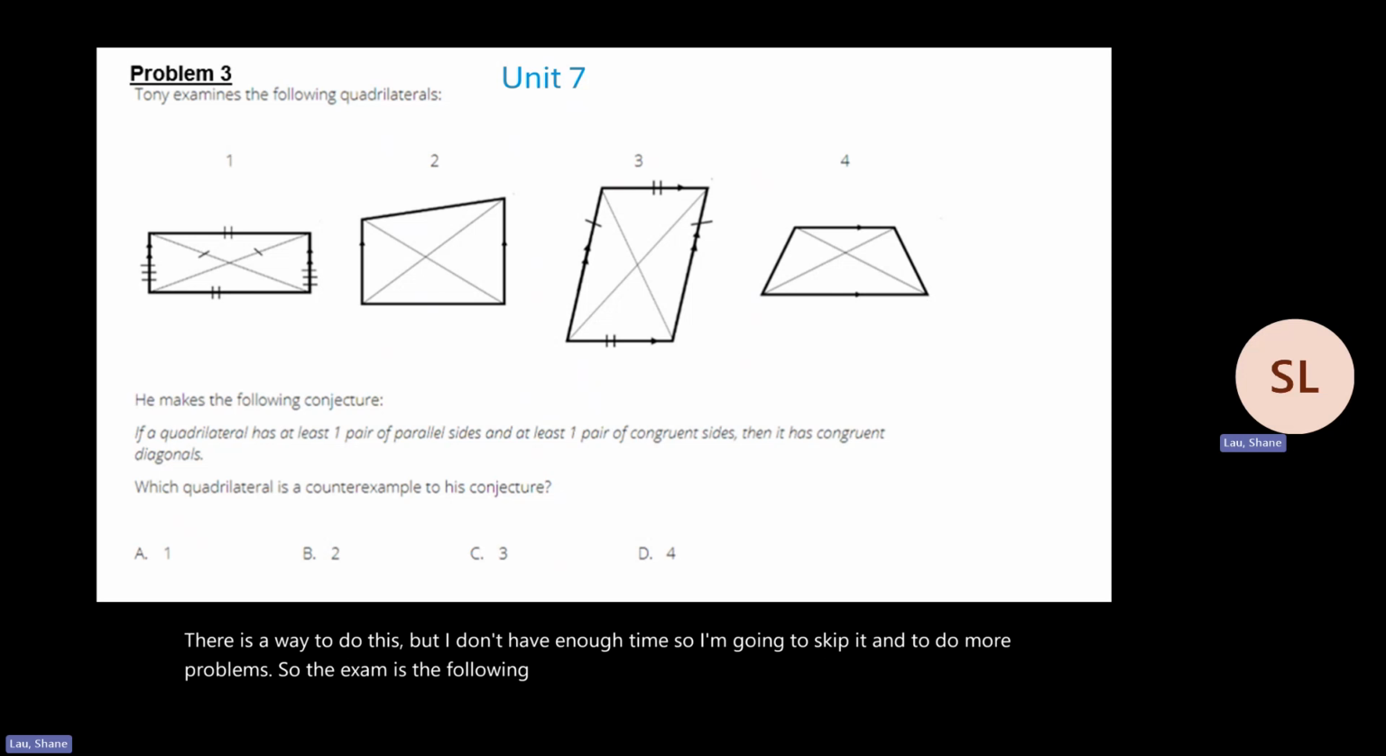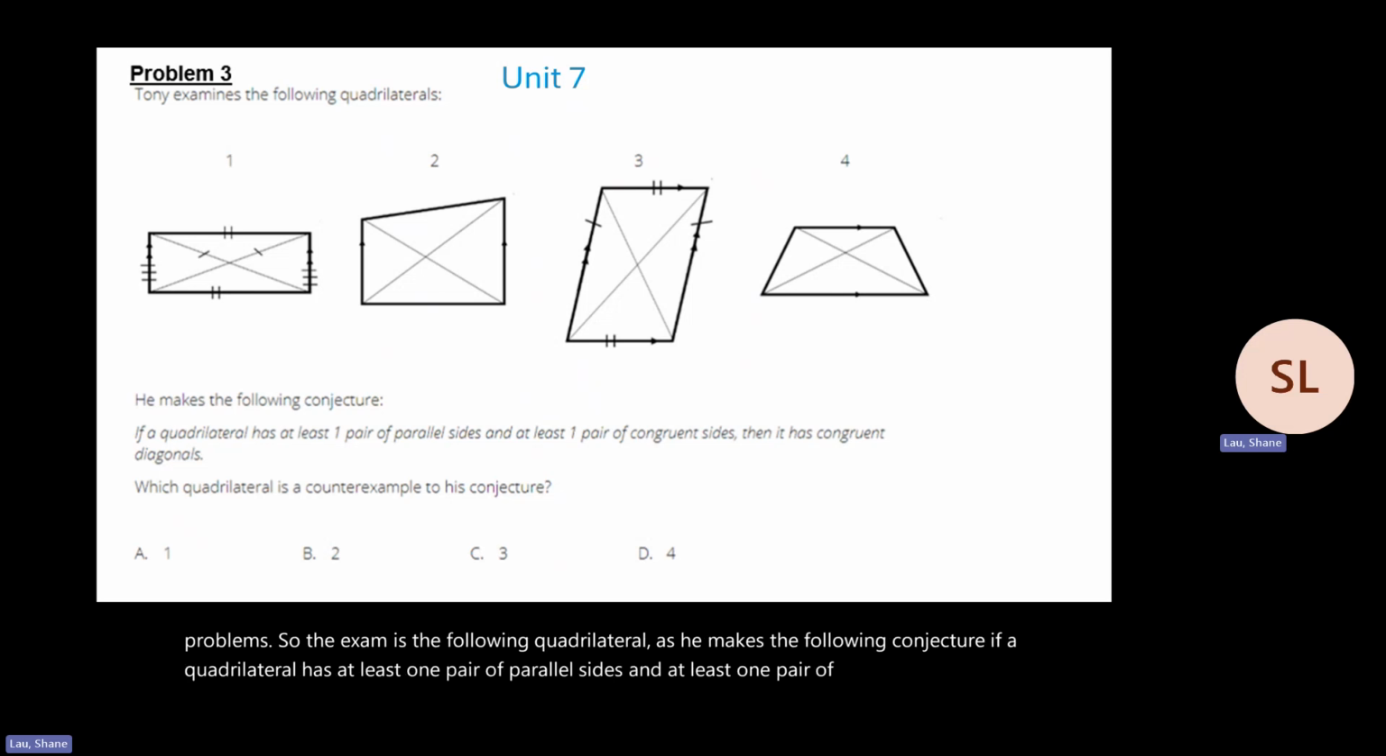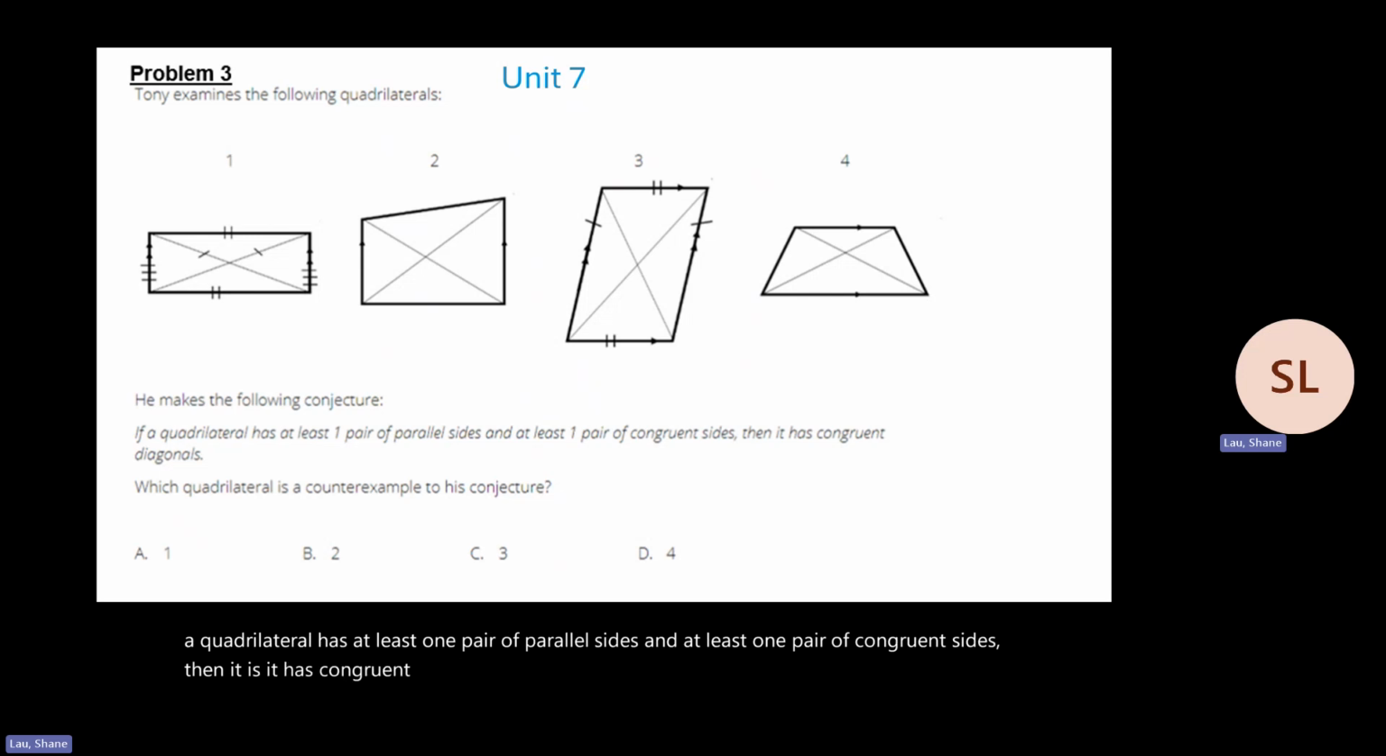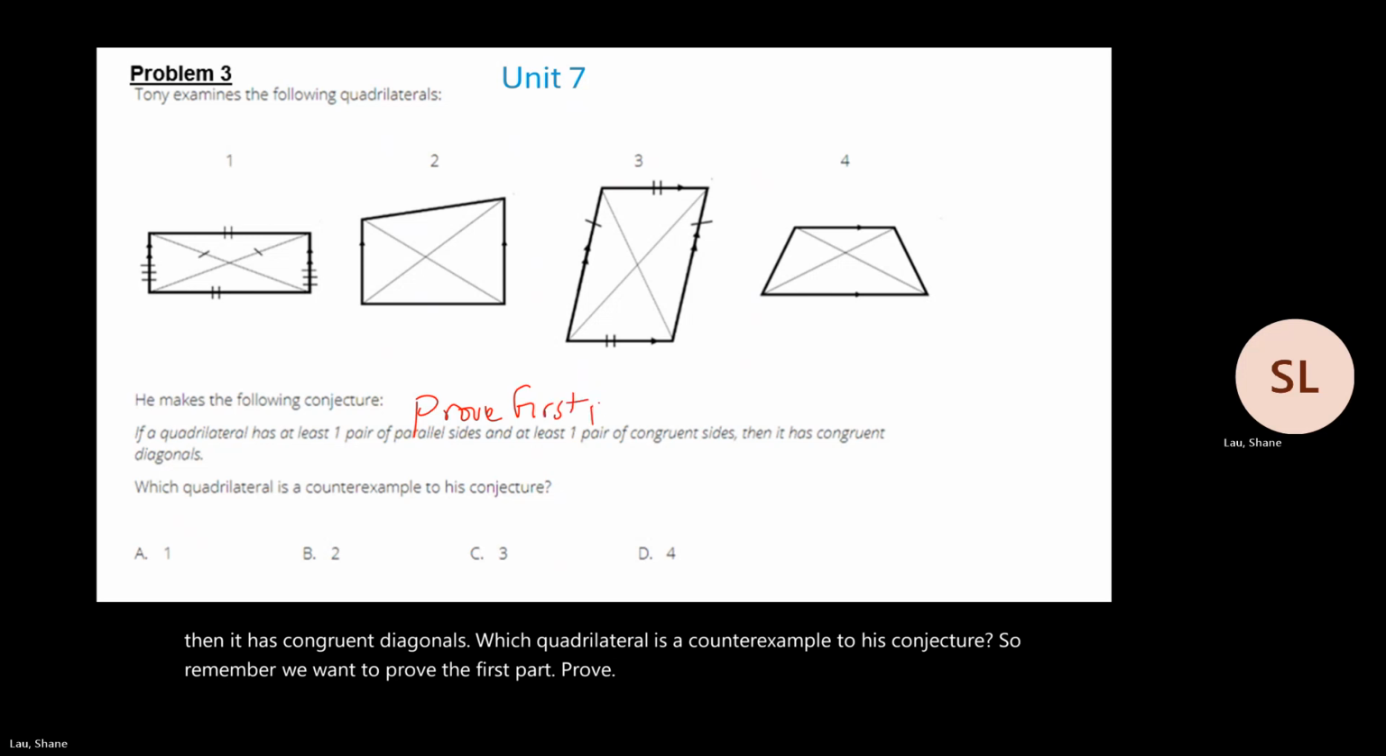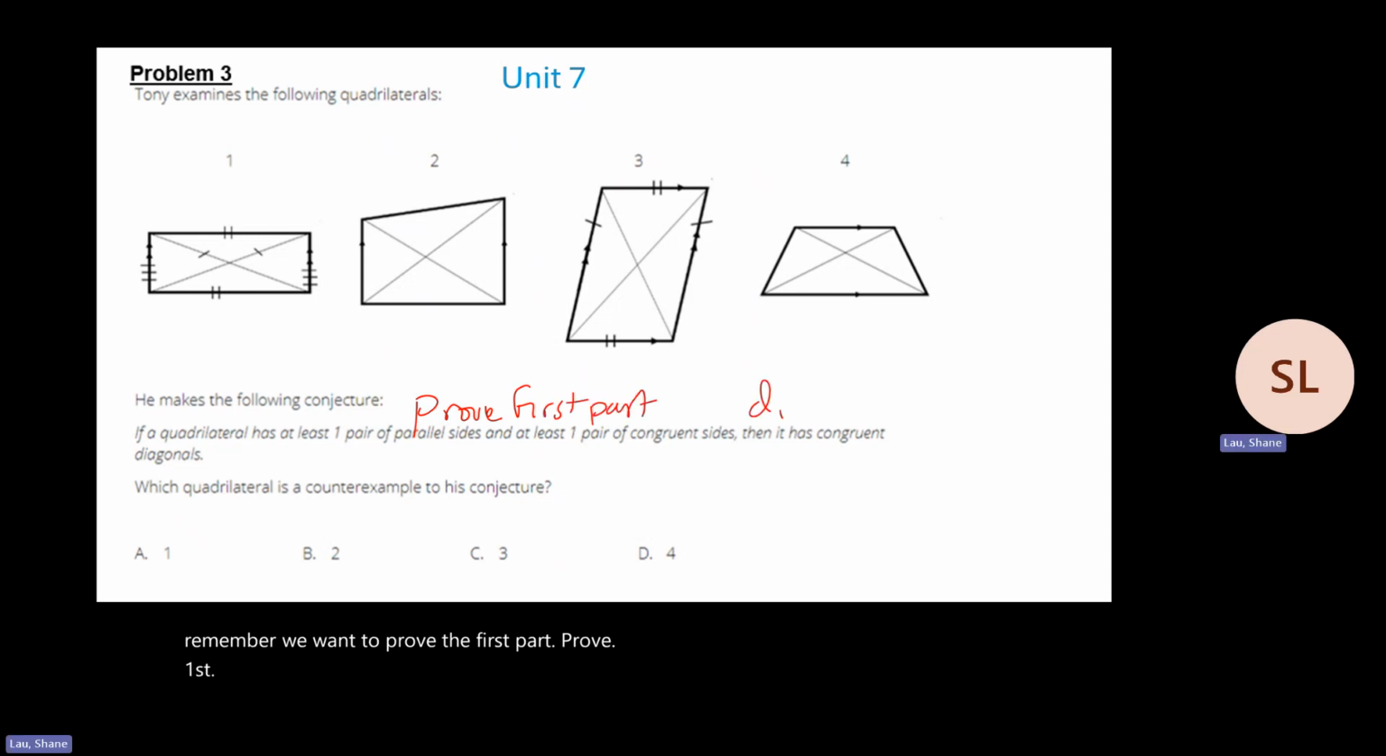So he examines the following quadrilaterals. He makes the following conjecture. If a quadrilateral has at least one pair of parallel sides and at least one pair of congruent sides, then it has congruent diagonals. Which quadrilateral is a counterexample to his conjecture? So remember, we want to prove the first part, and disprove the second.